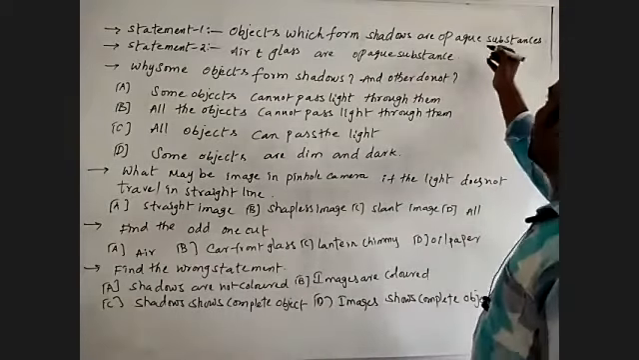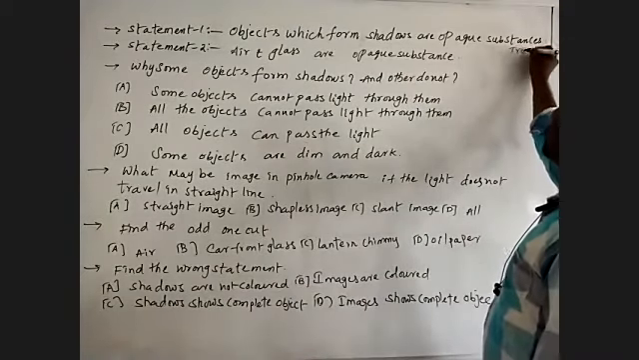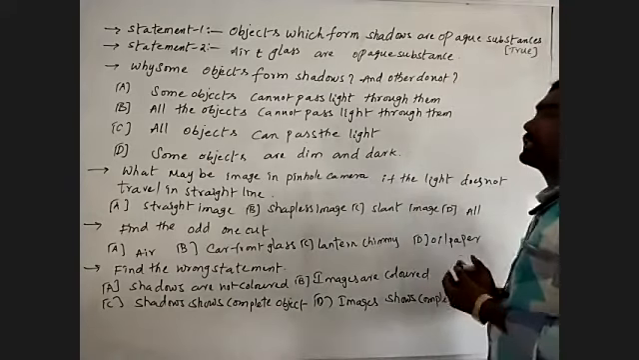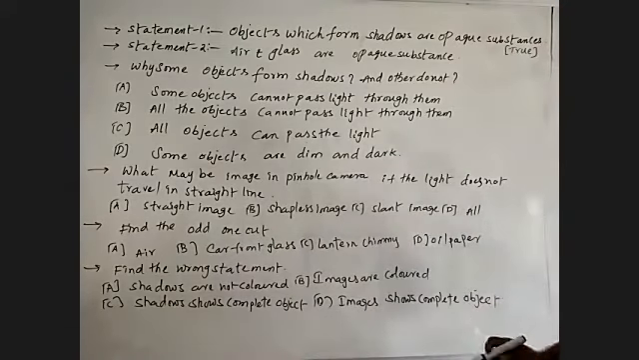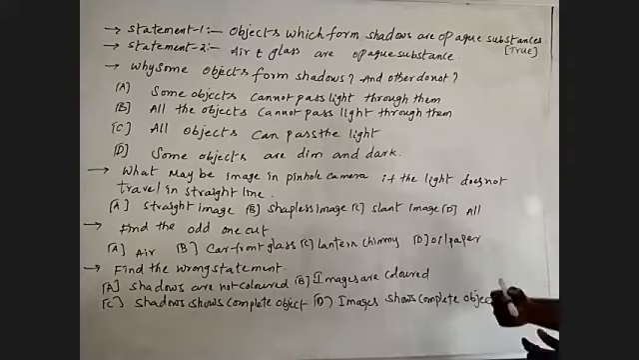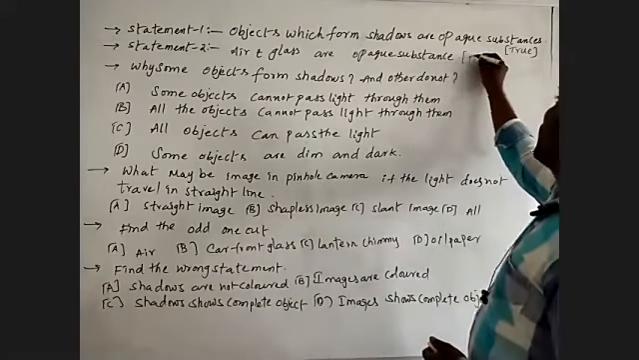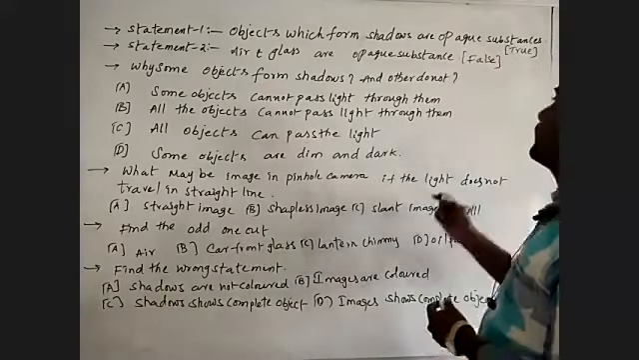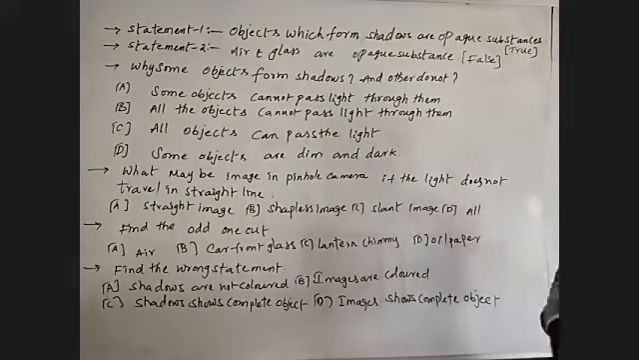So statement 1 is true. Then what about statement 2? Statement 2 is: air and glass are opaque substances. Air is a best example for transparent substances, same as glass also. So it is a false statement, because those two, air and glass, are examples of transparent substances.